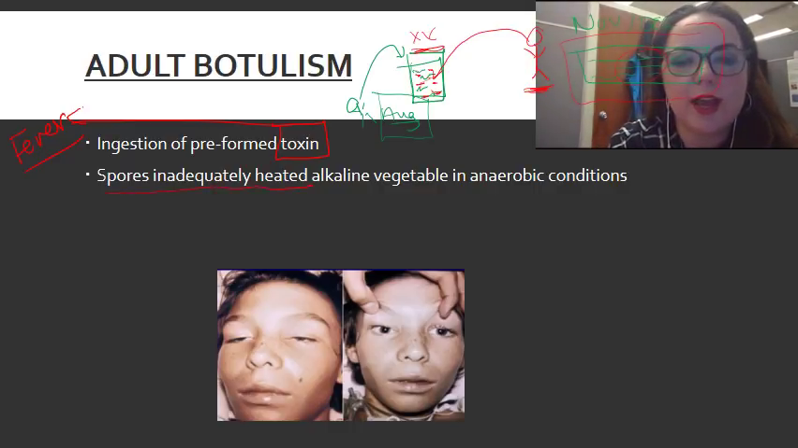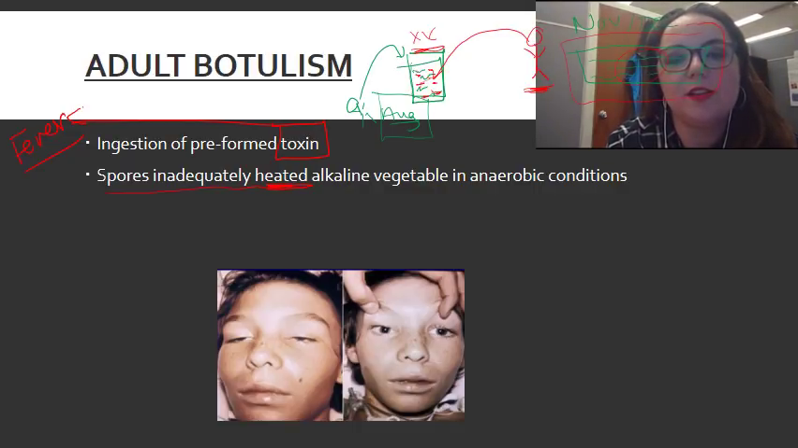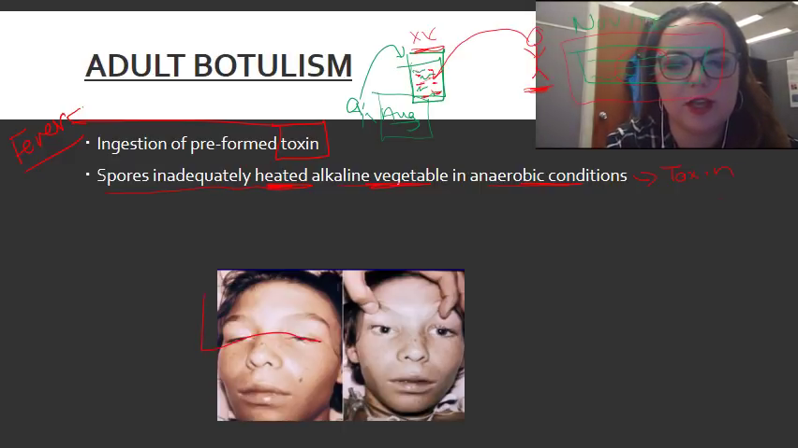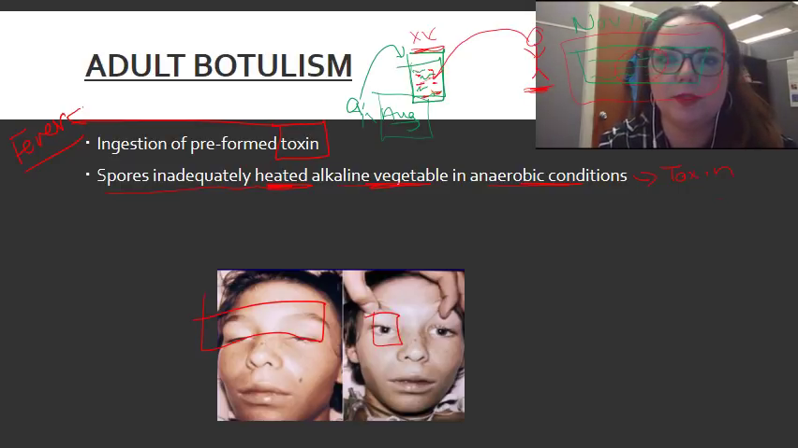So the spores are inadequately heated and killed, or not killed. You've got an alkaline vegetable in an anaerobic condition that's going to lead to production of the toxin. And that's what's actually going to lead to the symptoms. And I'm showing some of them here. Here's that drooping of the eyes, the fixed and dilated pupils here.